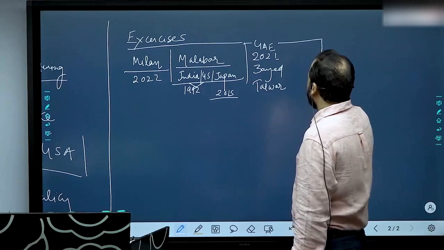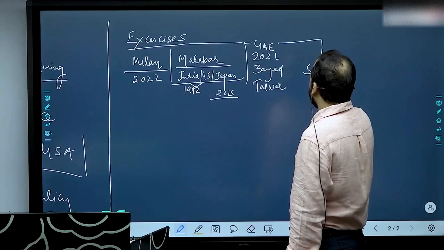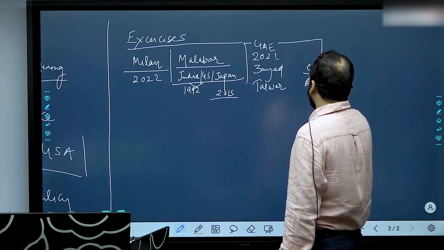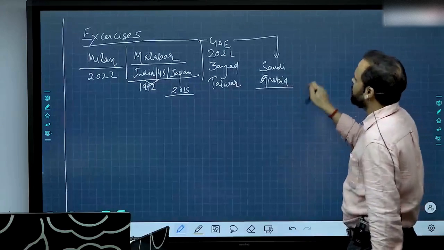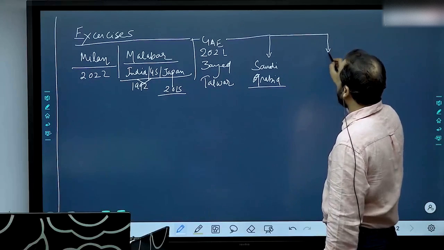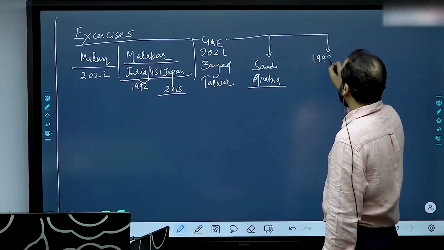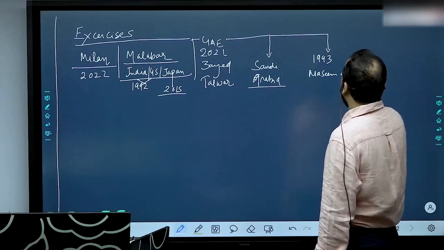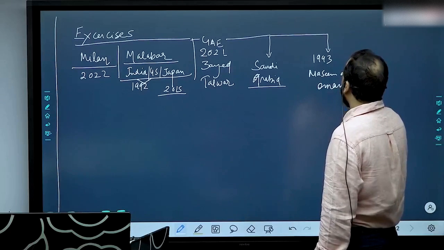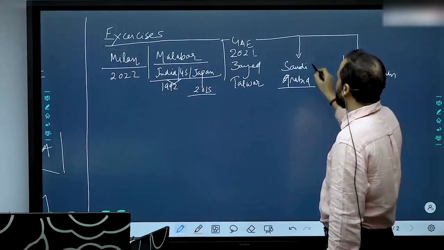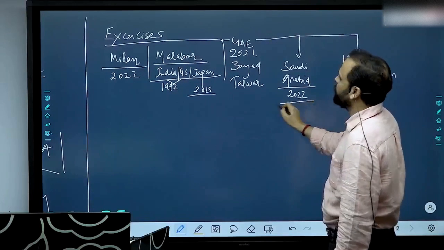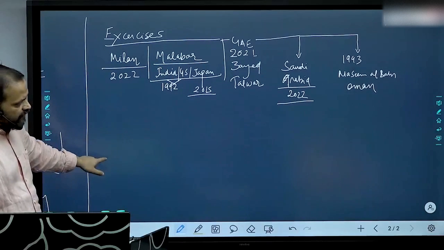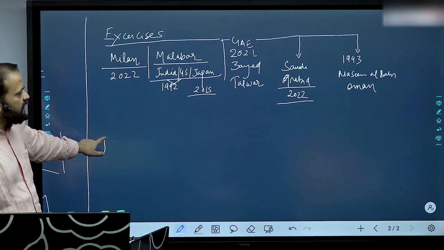And then we are also committed to start exercising with Saudi Arabia. We have started exercising with Saudi Arabia also. Right? And then you have a long-standing, very old exercise since 1993 called Nasim al-Bahr with Oman. So we have old exercises, and newer exercises are coming up. This would be part of a continuous process. We have multilateral exercises, trilateral exercises, naval exercises mainly. So these are the exercises that would continue.